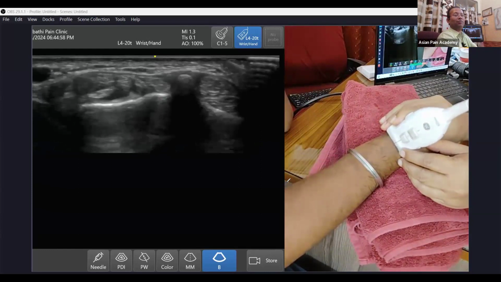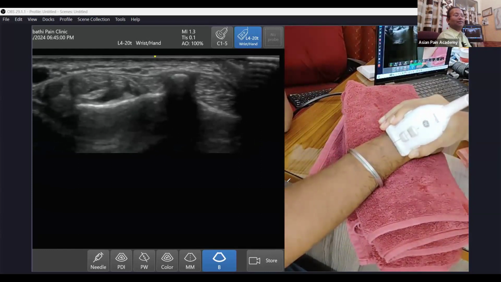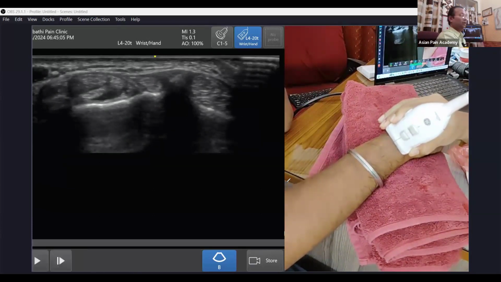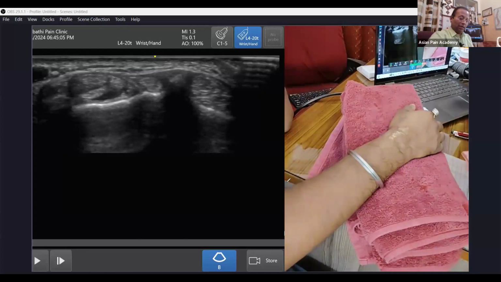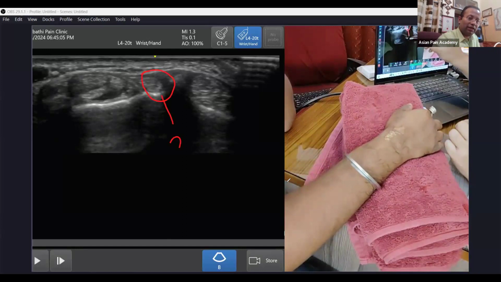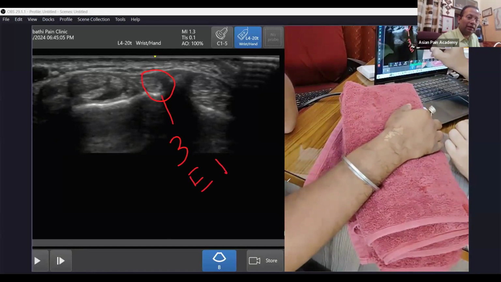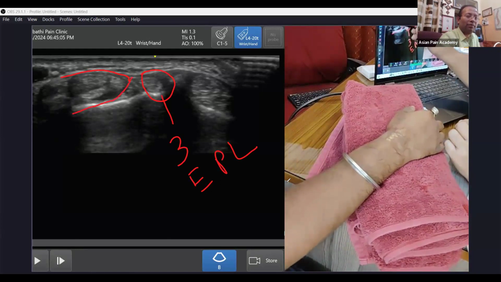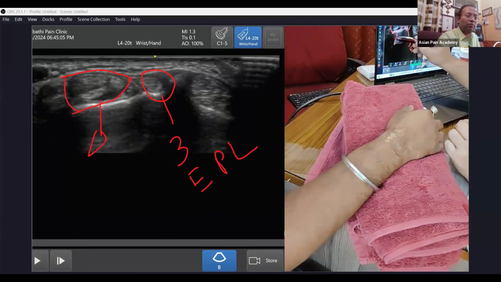So under the yellow mark, this is the extensor, that is the EPL, so compartment number 3. Compartment number 3, EPL. Compartment number 4, but we don't need the whole thing. We need only the compartment. Okay, say this is compartment number 4.